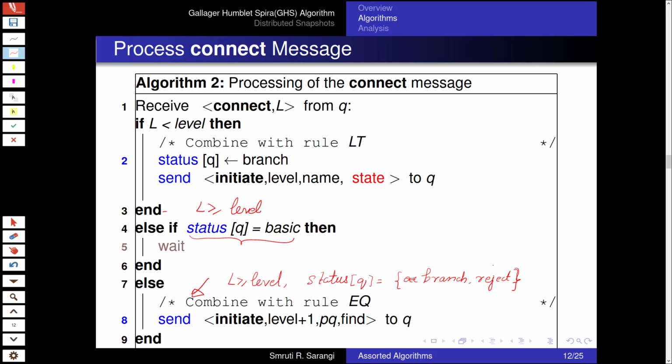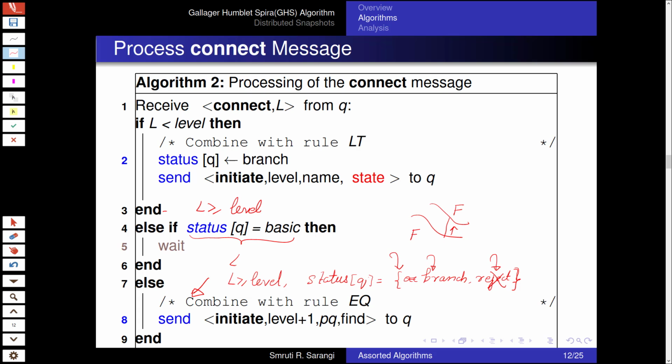So let us look at the reject case first, that is easier to eliminate. If the status of this edge is reject, then there is no reason why a connect message should have been again sent by the same edge, because a connect message is contingent on the fact that an accept was received, but since a reject has been received, there is no chance that a connect message will be sent on the same edge, because it means that both the nodes are a part of the same fragment. So reject is not possible. So this means that the status of the edge has to be a branch, which means that from the point of view of both fragments, it is their least weight outgoing edge.